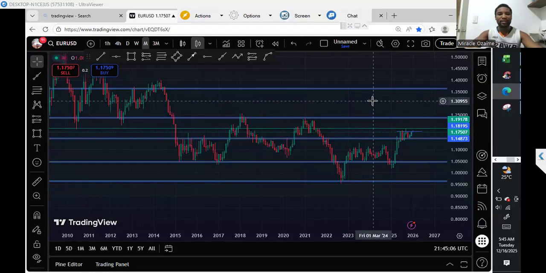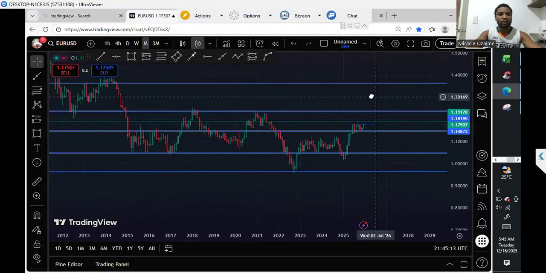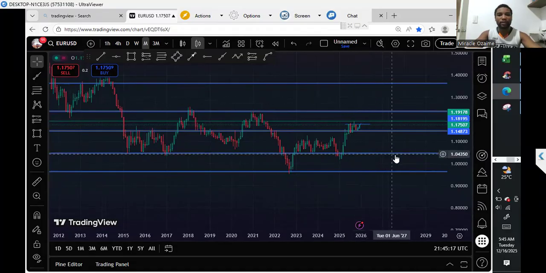Hi guys, I will be talking about Euro USD today. What I'm looking at for Euro USD today, I come on the monthly time frame as usual. What do I do on the monthly time frame? I check what's happening on the monthly time frame.